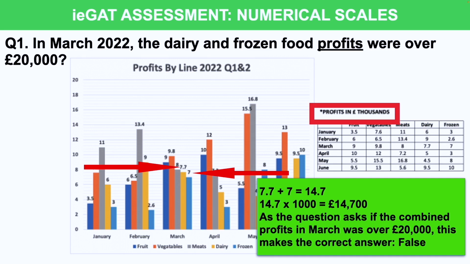So out of the options you had there for that question, in March 2022, the dairy and frozen food profits were over £20,000. We now know that it wasn't, it was only 14,700. So you should select the answer option false for this question. Again, there's a lot of information to take in there. If you need to pause this video or rewind it back and watch that section again, please do so to make sure you get this accurately.